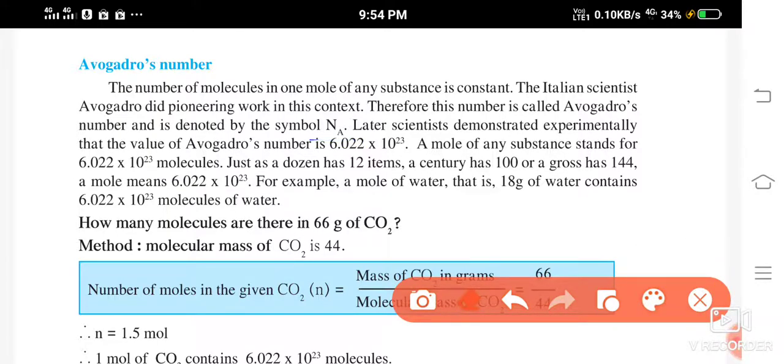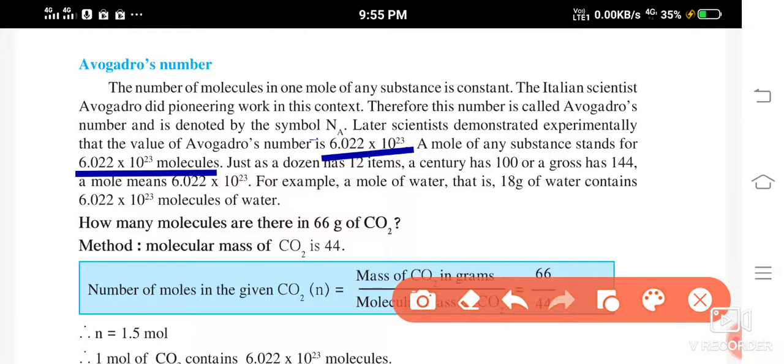Later, scientists demonstrated experimentally that the value of the Avogadro number is 6.022 into 10 to the power of 23. Just now I showed it to you, right? Yes, a mole of any substance stands for 6.022 into 10 to the power of 23 molecules. So if you take 1 mole of any substance, how many molecules is it going to contain? 6.022 into 10 to the power of 23 molecules.